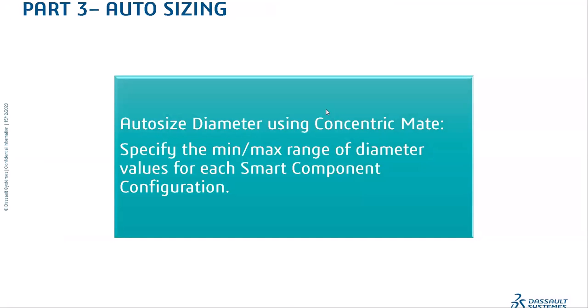In part 3, we're going to look at auto-sizing the diameter of our smart component using a concentric mate. So this is a special part of smart components where if you mount something using a concentric mate, so we can think about, let's say, a gear on a shaft, a pin inside of a hole, something like that. Anytime there's a concentric mate, then we can drive the selected configuration of the smart component using the diameter of the reference that we selected to define the concentric mate. So the diameter of the shaft, the diameter of the hole, that can be used to drive which configuration of the smart component is selected.